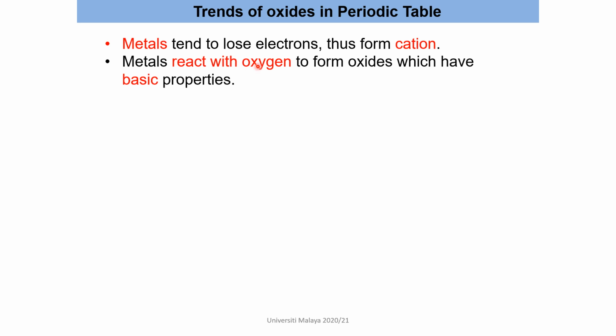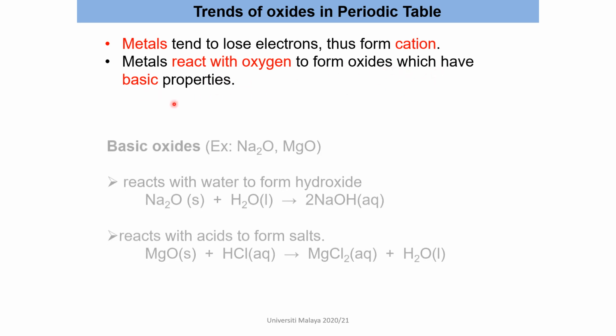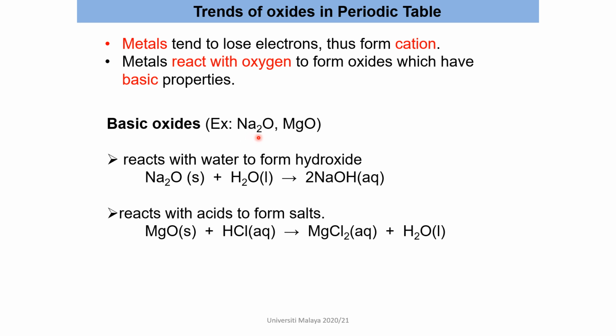Metals tend to lose electrons, thus forming cations. So metals can also react with oxygen to form oxides, which have basic properties. We have sodium oxide and magnesium oxide. Sodium oxide reacts with water to produce sodium hydroxide. I think this is the most common base that we know, sodium hydroxide.